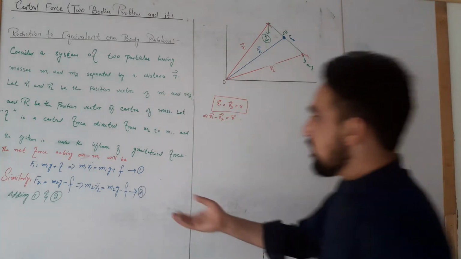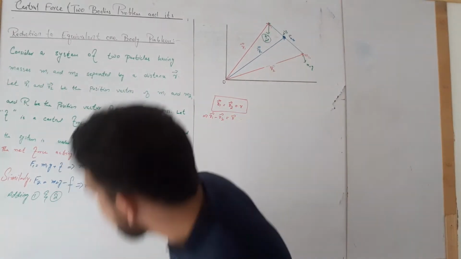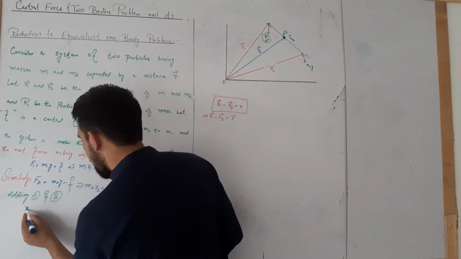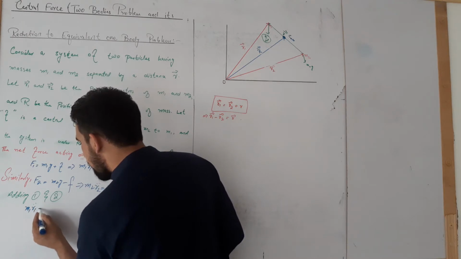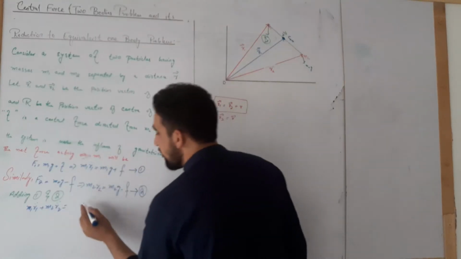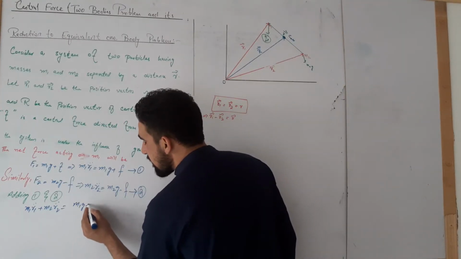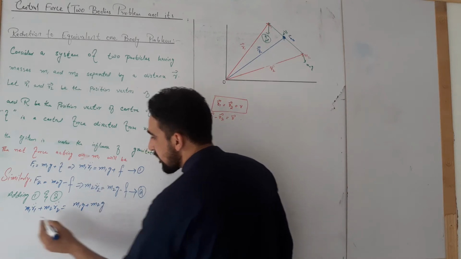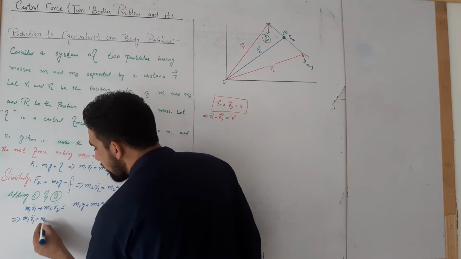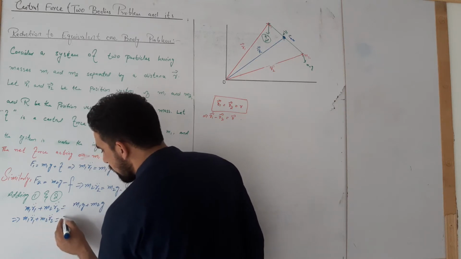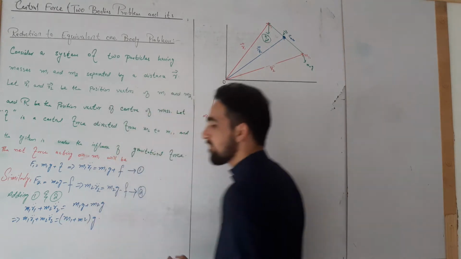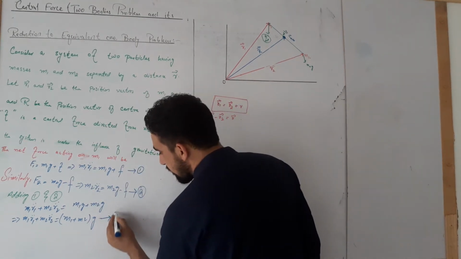So adding 1 and 2, we have m1 r1 double dot plus m2 r2 double dot is equal to m1g plus m2g. This implies that m1 r1 double dot plus m2 r2 double dot is equal to (m1 plus m2) times g. Let's say this is equation number 3.